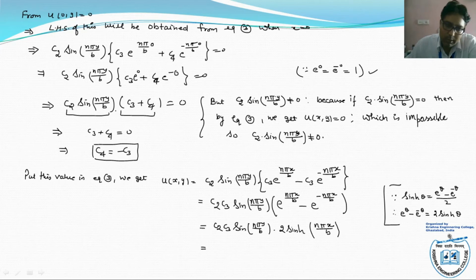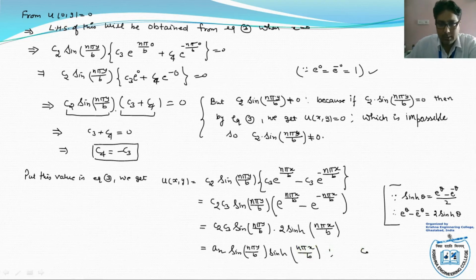Product of these constants I will take, this is an. Clear? An into sine n pi y by b into sine hyperbolic n pi x by b. Take the constant c2 c3 into 2 is equal to an. Clear? Which is true for every value of n. So both are in the solution. Now complete the solution. Next page. Which is true for every value of n.